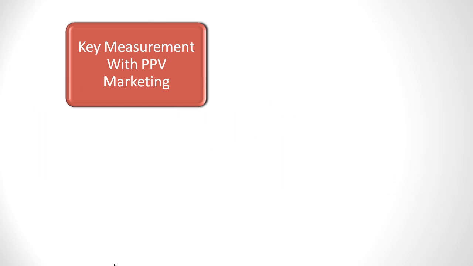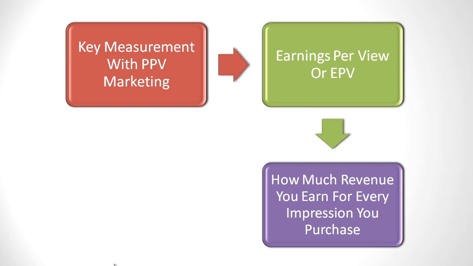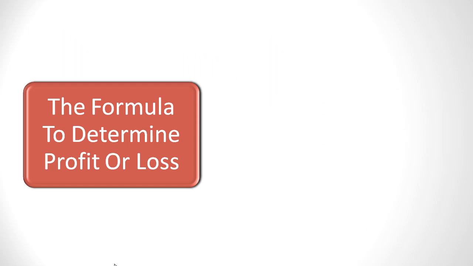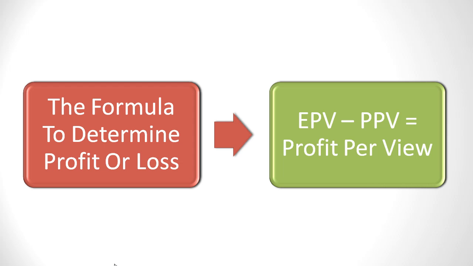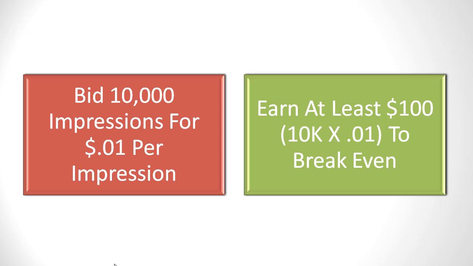The key measurement with PPV marketing is earnings per view, or EPV. This tells you how much revenue you earn for every impression you purchase. So the formula to determine profit or loss is EPV minus PPV equals profit per view. For example, if you bid for 10,000 impressions at 0.01 per impression for the keywords dog obedience, then you need to earn at least $100 from that campaign, 10,000 times 0.01, in order to break even.